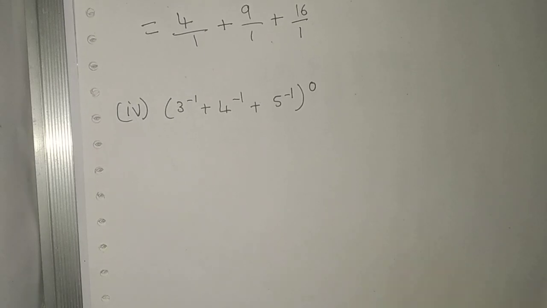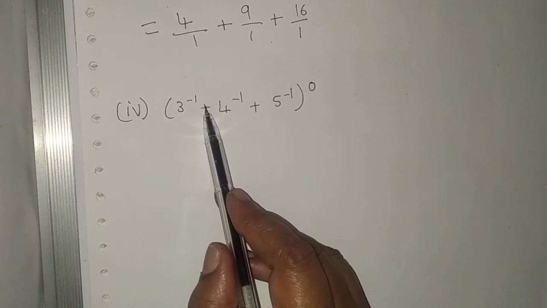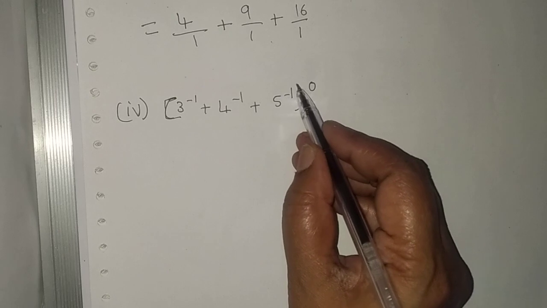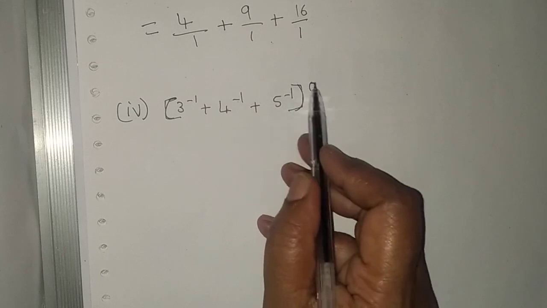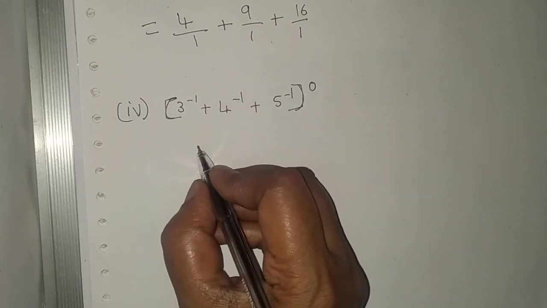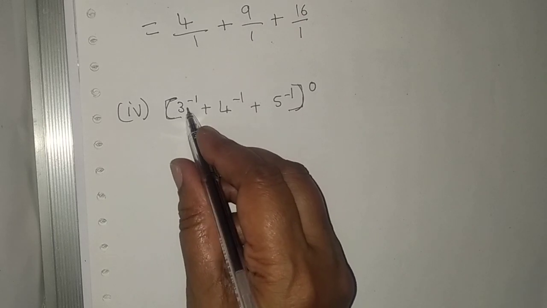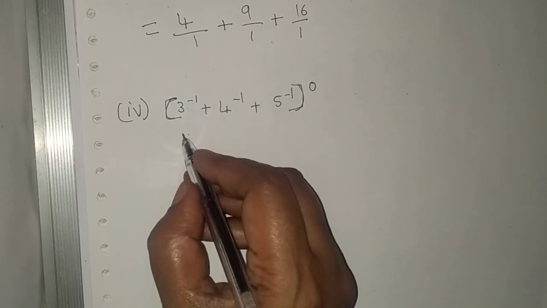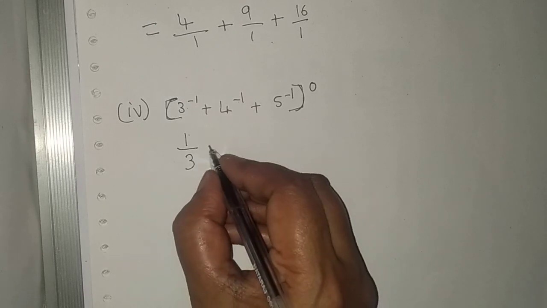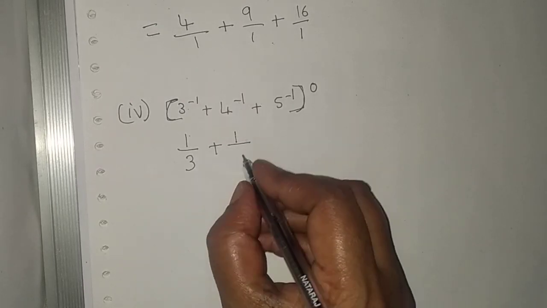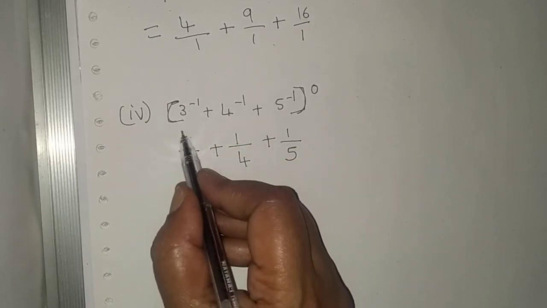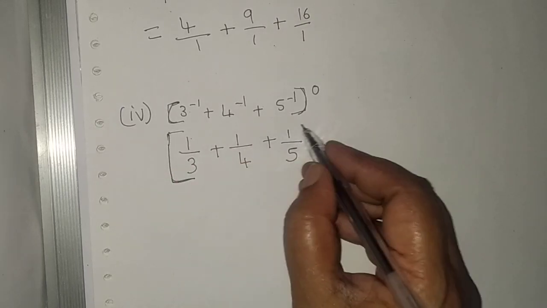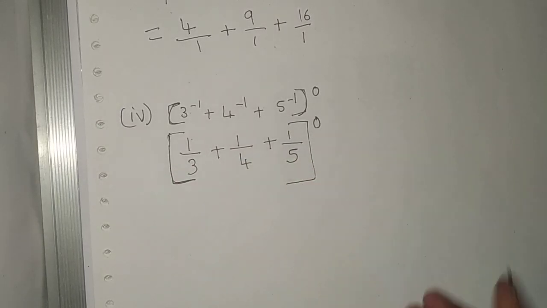So the fourth problem is (3^(-1) + 4^(-1) + 5^(-1))^0. Here, first we bring the minus power to the denominator. This becomes 1 by 3. The same thing for this: 1 by 4, then 1 by 5. So minus becomes plus when it comes to the denominator, all to the power of 0.